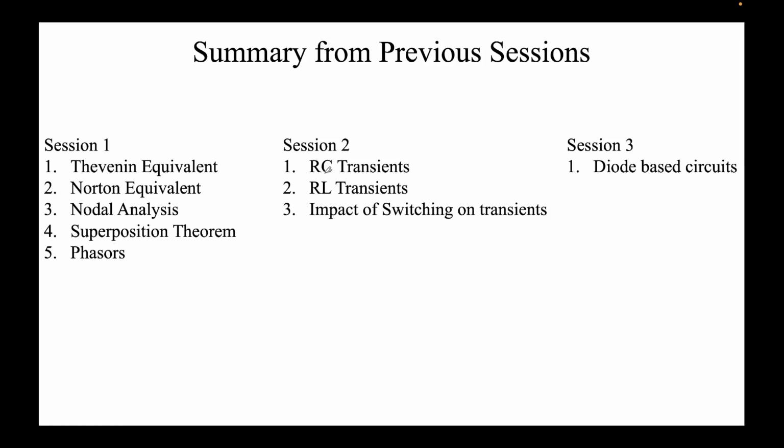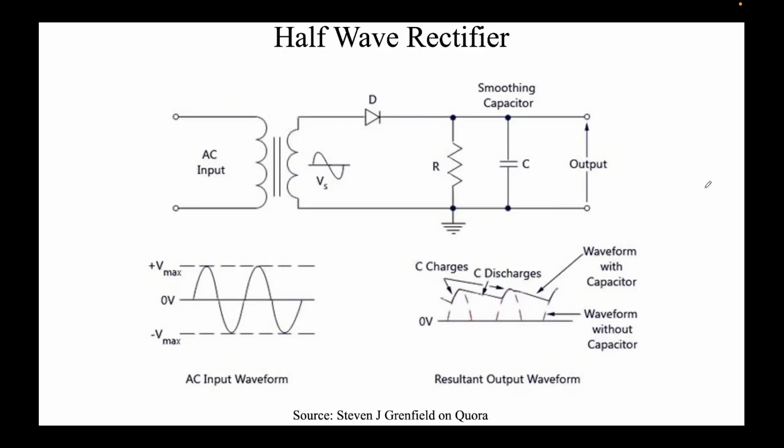In the second session we saw some circuits using RC transients, and we also saw a few problems on RL transients. And then, more importantly, we saw how switching impacts the transients, right? So when we change the position of the switch from one to another, how are the transients impacted? Finally, in session 3, that's last week, we saw how to solve some diode based circuits. So a diode we typically denote as conducting only in one direction, and thus it gave rise to some peculiar circuit properties, right? So building on that, today we first discuss another diode based circuit.